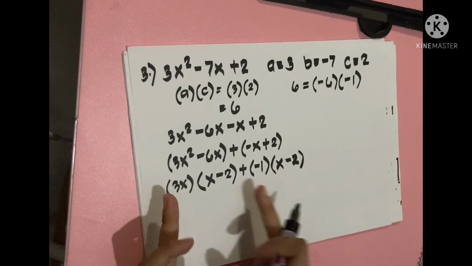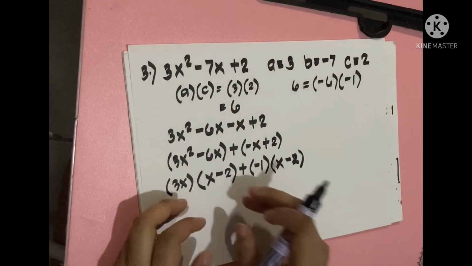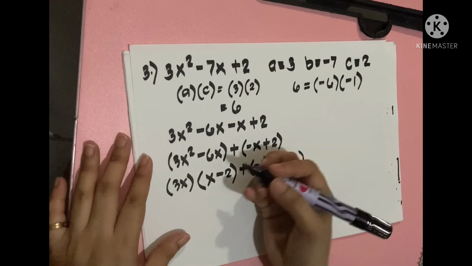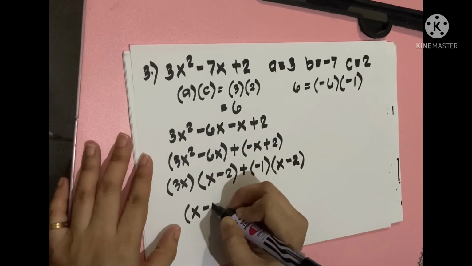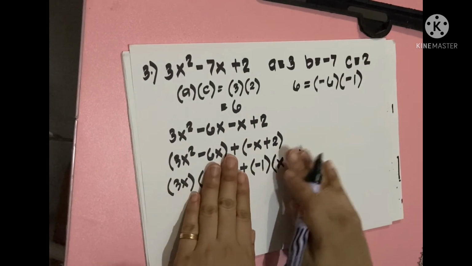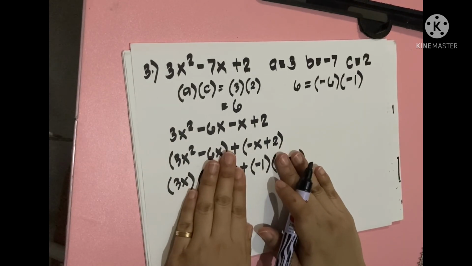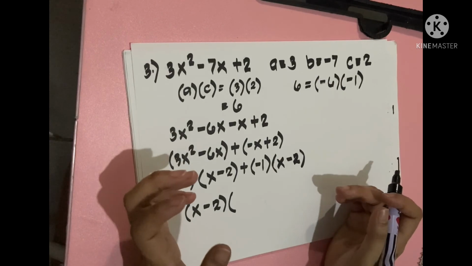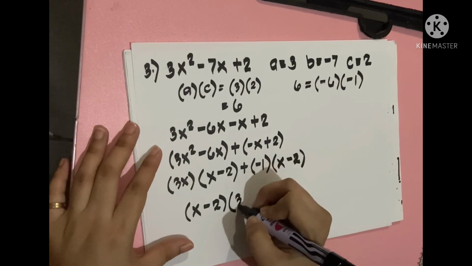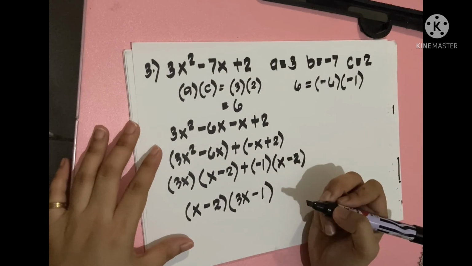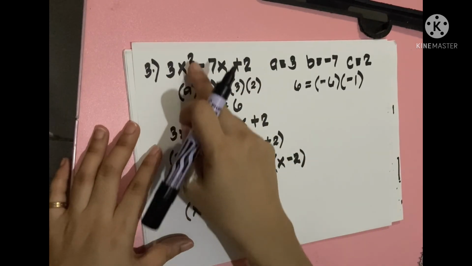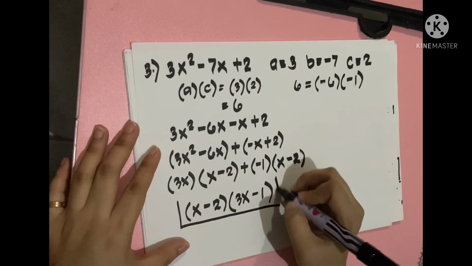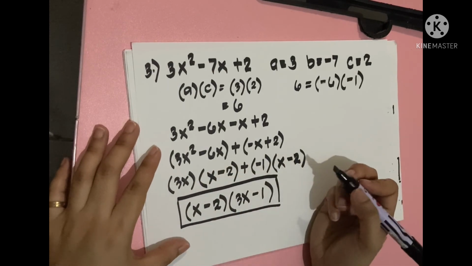Okay? Then after that, yung first grouping tsaka yung second grouping natin, tingnan mo kung ano magkaparehas. Ang magkaparehas sa kanila ay yung x minus 2. So, yun yung magiging first factor natin. X minus 2. And then, yung second factor natin, pag tinakpan mo yung common factors sa kanila, may matitirang 3x at saka negative 1. So, i-combine mo siya into one factor. So, that will become 3x minus 1. So, we could say that the factors of 3x squared minus 7x plus 2 is the quantity of x minus 2 times the quantity of 3x minus 1.